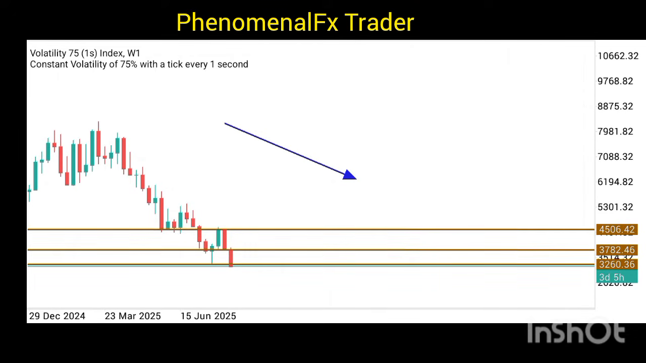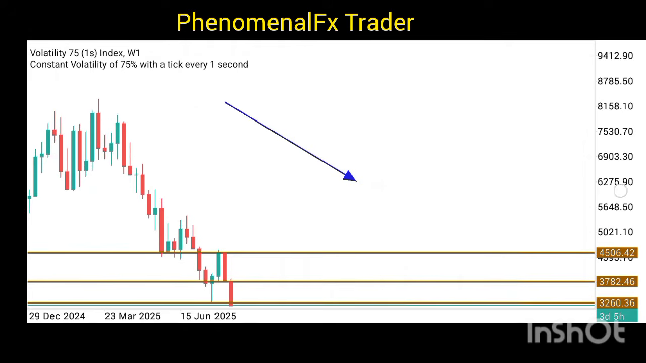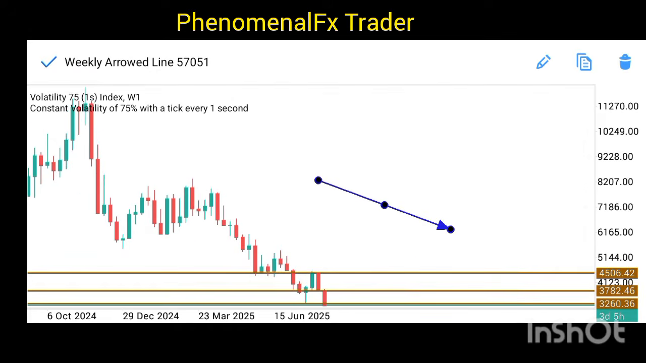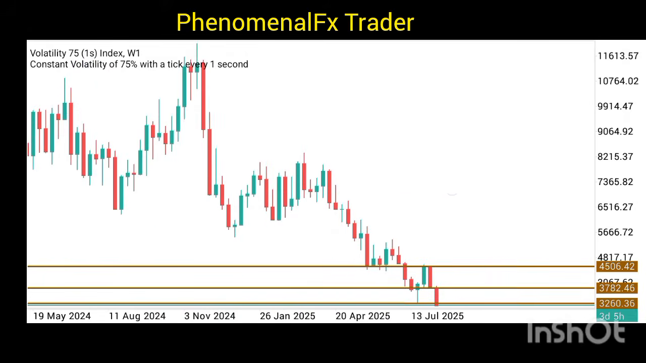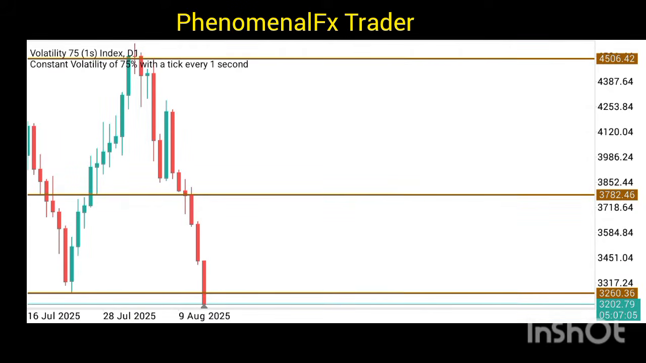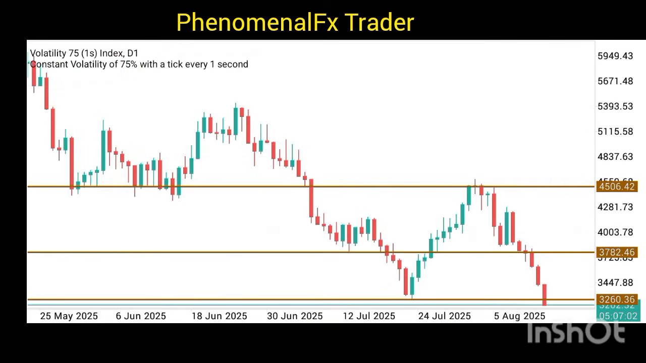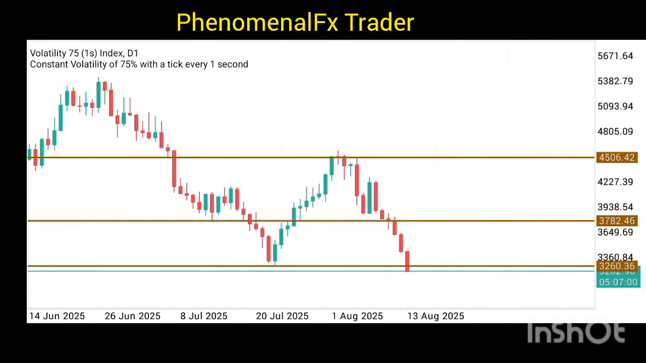All right, so that being said, we can now go to a lower time frame, go to the daily time frame to still see opportunities there. All right, so I'm going to the daily time frame. What do we have here? We can see the nice sells the market has been doing.